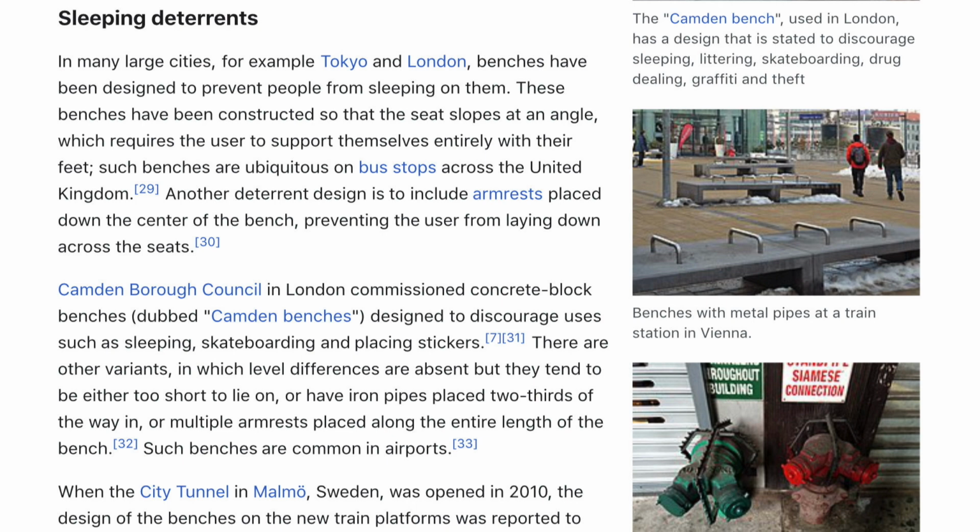Camden Borough Council in London commissioned concrete block benches, dubbed Camden benches, designed to discourage uses such as sleeping, skateboarding, and placing stickers. There are other variants in which level differences are absent, but they tend to be either too short to lie on, or have iron pipes placed 2/3 of the way in, or multiple armrests placed along the entire length of the bench. Such benches are common in airports.